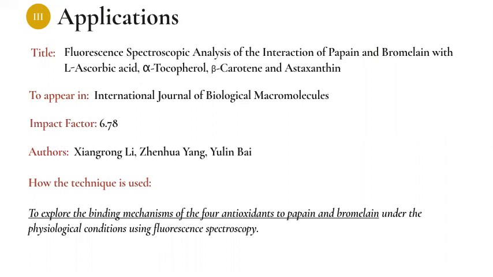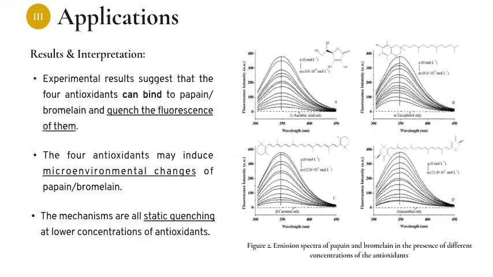So for that reason, fluorescence spectroscopy will be used to acquire fluorescence measurements that will help give accurate data regarding the binding mechanisms of the four antioxidants to papain and bromelain. So experimental results suggest that these four antioxidants can bind to papain and bromelain and quench the fluorescence of them.